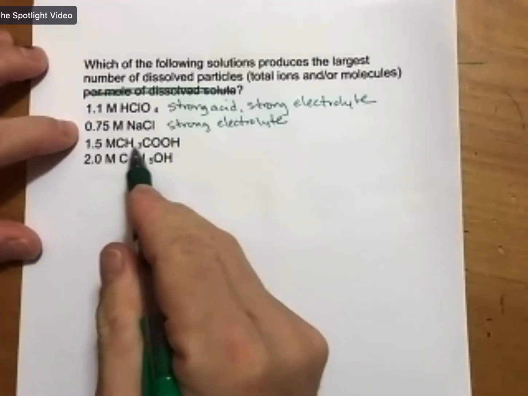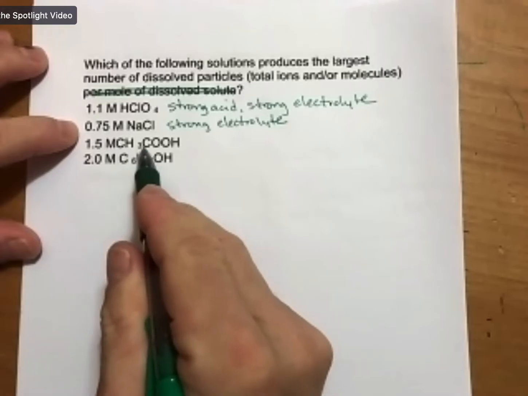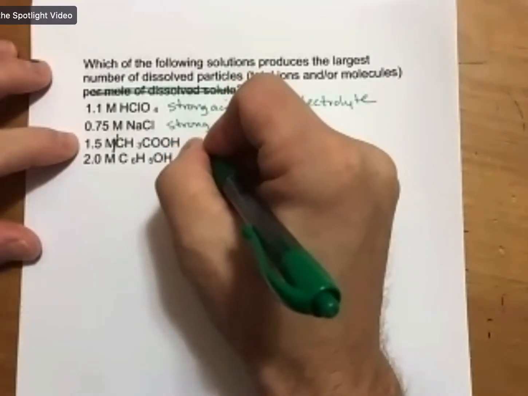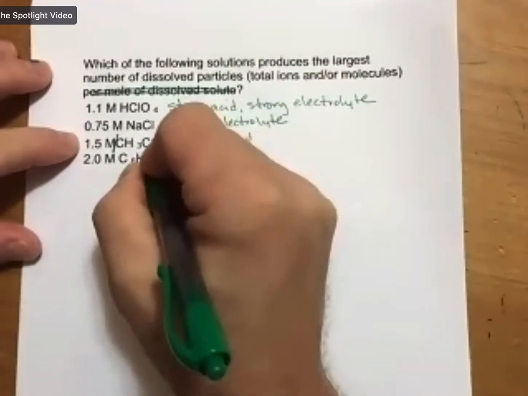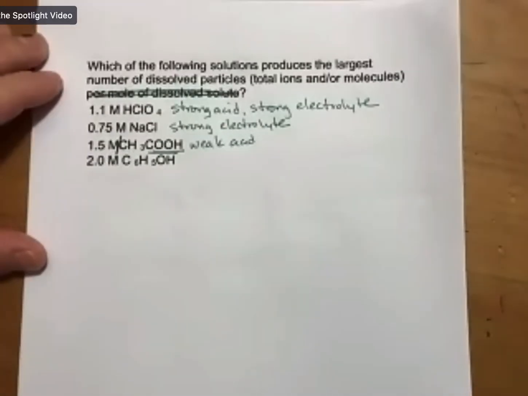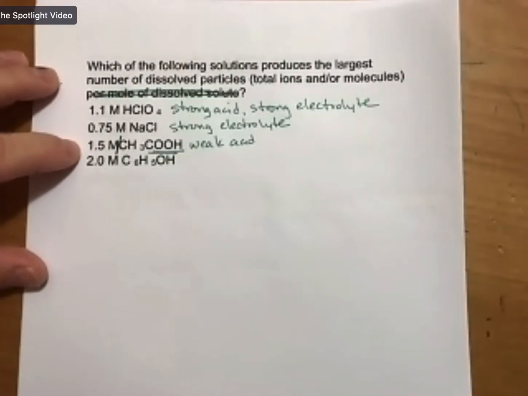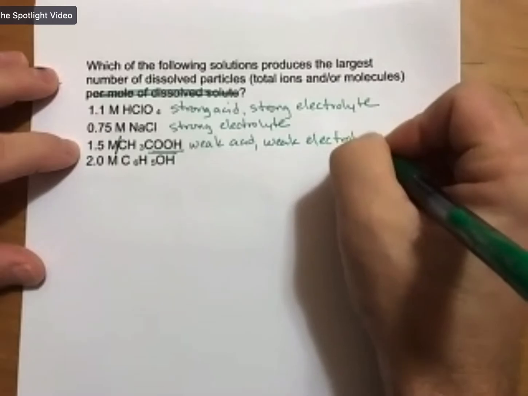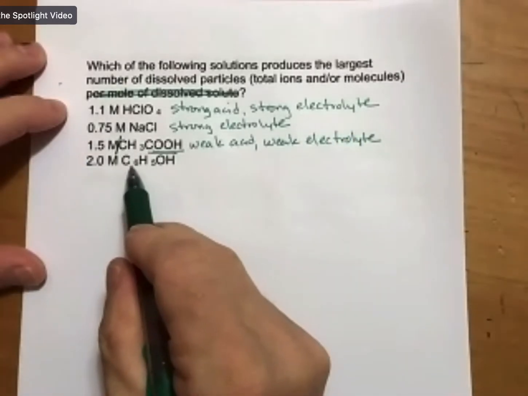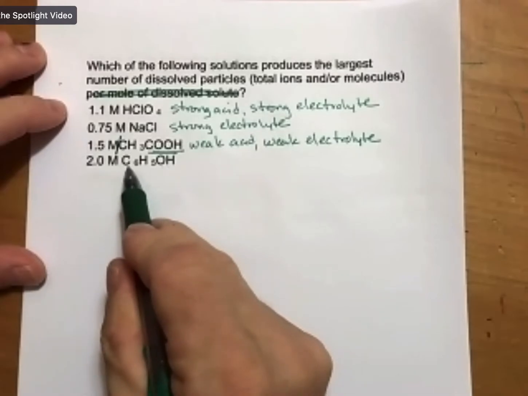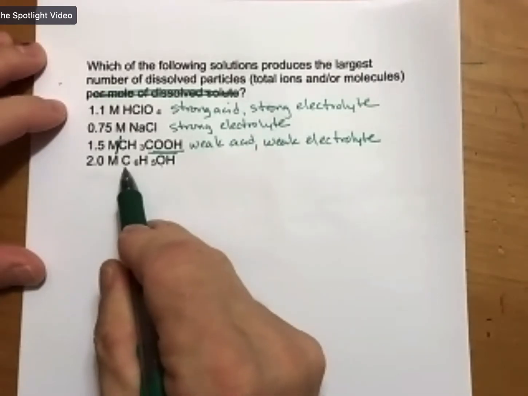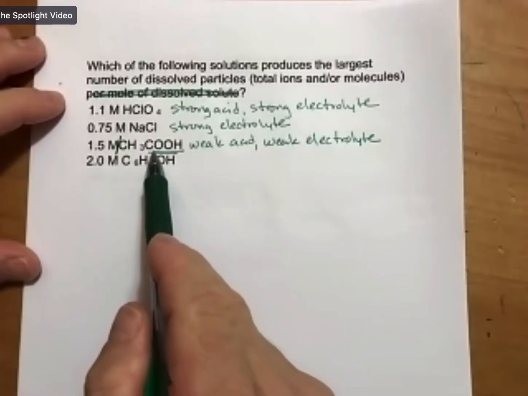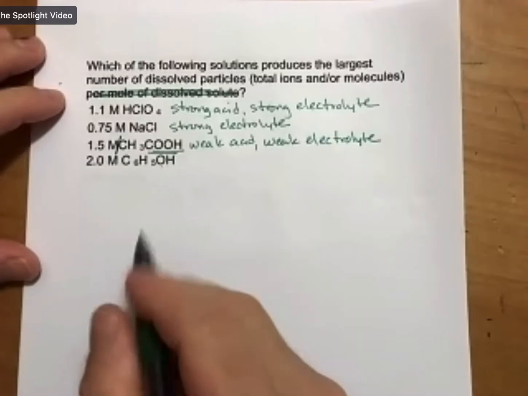The compound formula here should be CH3COOH. That is a weak acid because it has the COOH group in the back. Weak acid and therefore a weak electrolyte. And the C6H5OH has carbons, hydrogens, and oxygens. Sometimes they even just have carbons and hydrogens, but it has carbons, hydrogens, and oxygens, and it does not have the COOH group, which means it's a non-electrolyte.